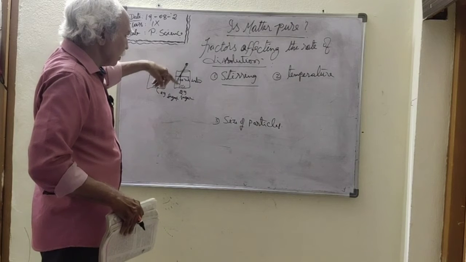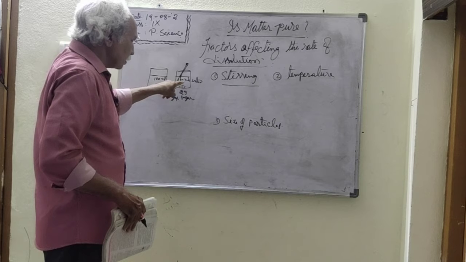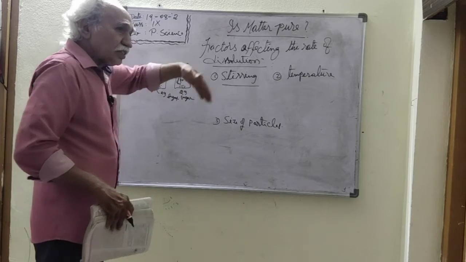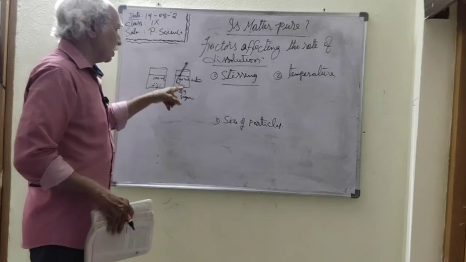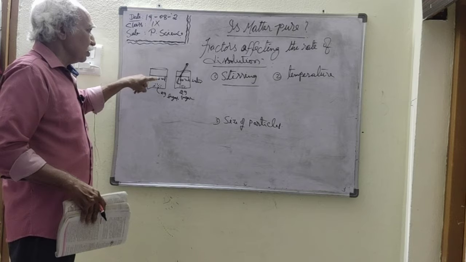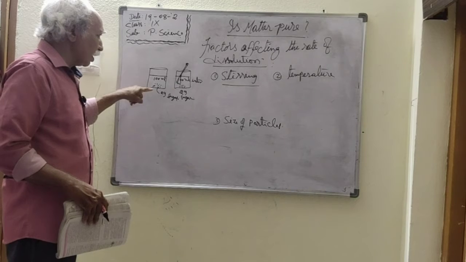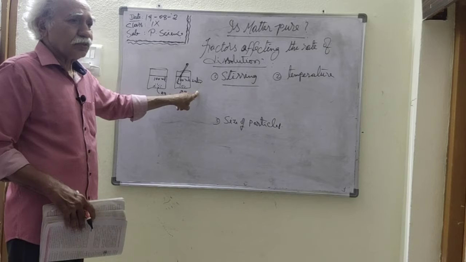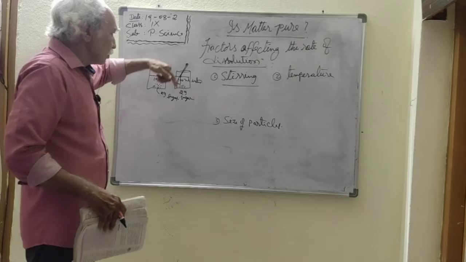While we are stirring, what happens? The solvent touching the solute changes quickly so that the solute quickly dissolves. It takes less time. But here the solvent is not quickly changing around the solute, so it takes more time to dissolve. So here the rate of dissolution is less. Here the rate of dissolution is more. So the rate of dissolution depends upon the stirring.